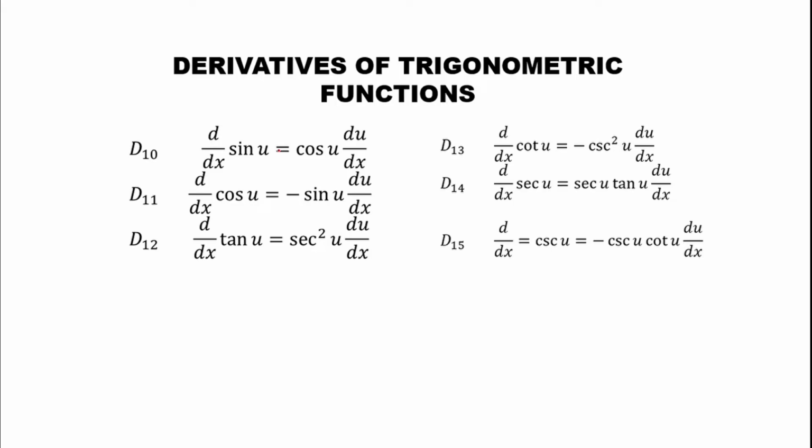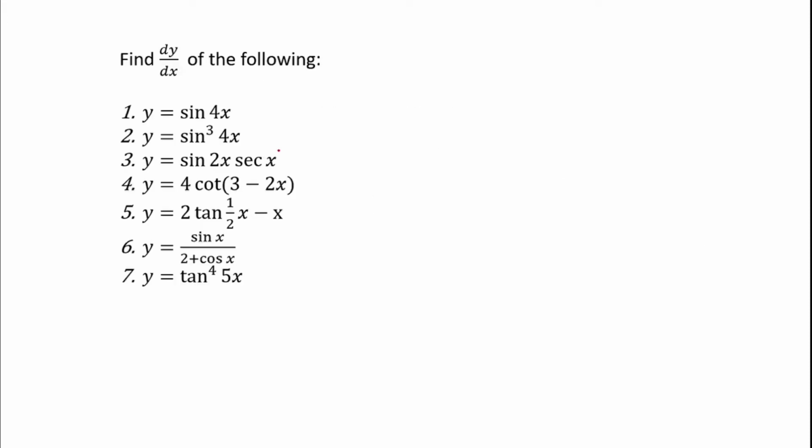Okay, so let's proceed now with the examples. I will be illustrating to you 7 examples on how we're going to get the derivative of the following trigonometric functions. So let's start with number 1. Find dy over dx of the following, the first derivative. Take note of this, we have 7 examples that we're going to solve today. Okay, let's start with number 1. Find dy over dx, or find the derivative of y with respect to x, if y is equal to sine 4x.